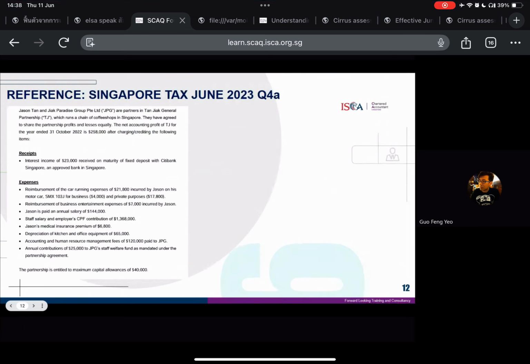Now I will move on to give some guidance based on past year's exam questions, starting from the latest one in June 2023. Before I proceed, I would like to provide some practical guide to how to deal with these questions that are related to taxation of general partnership.